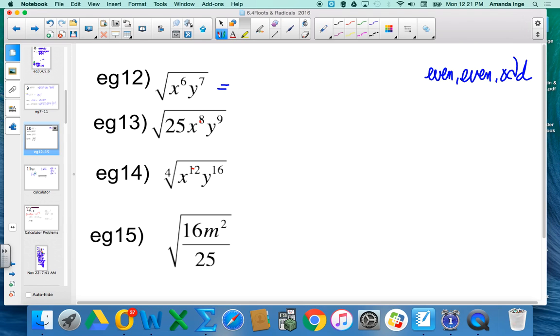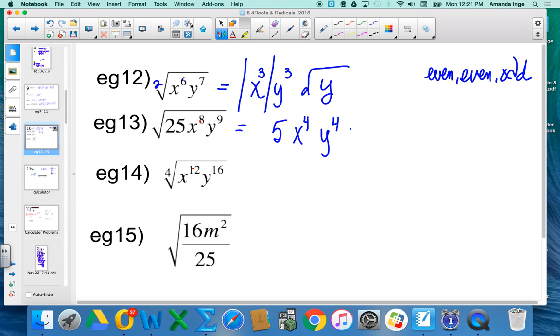So if we divide 2 into 6, what do we get, y'all? 2 into 7 with 1 left underneath the radical sign. But this is even, odd. I need absolute value symbols around that one. And here I have the square root of 25 is 5. 2 goes into 8 4 times. And 2 goes into 9 4 times with 1 left underneath the radical sign. This is even. So I don't need any absolute value symbols.